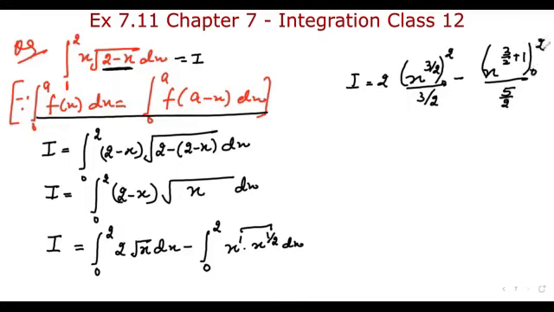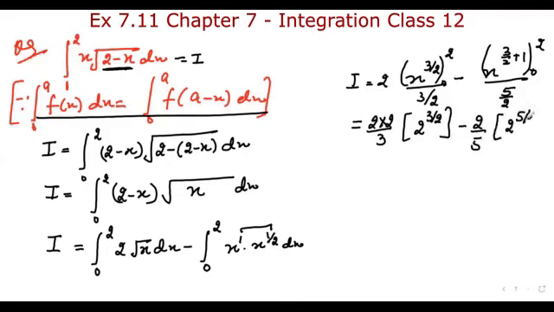If you understand, you can directly multiply with the reciprocal also. 2 into 2 by 3, and we put 2 in place of x. It is 2 power 3 by 2. Minus, putting 0 gives 0 only. So I'm not writing. This is 2 by 5 and this is x power 5 by 2. So this will be 2 power 5 by 2, and putting 0 gives 0 only. So not writing. So this is 4 upon 3.